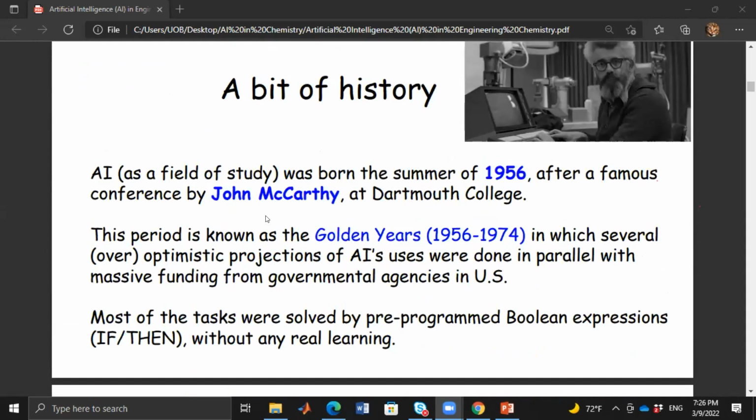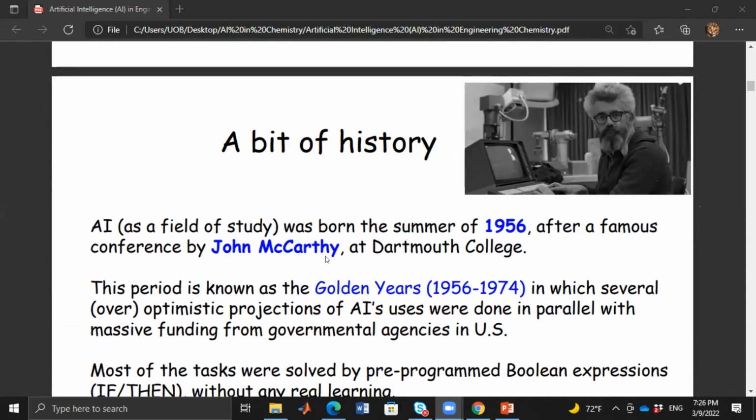A bit of history here. Who's the first guy in AI? It is that guy, John McCarthy. By the way, he is the first guy who coined the word artificial intelligence in 1956 at Dartmouth College, during a conference. It was a mathematics conference, and he introduced that word artificial intelligence.